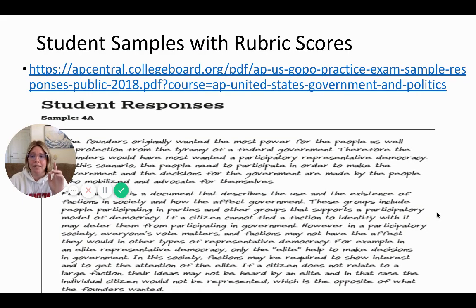Now, in past exams, they did have a point for responding to a counterclaim and saying some people think this, but they're wrong because this, or they're right because this. That's not there anymore. So you do not need a counterclaim for 2020 exam administration. You basically just need a thesis, evidence, explaining the evidence, a second piece of evidence and explaining that, and then making sure those connect back to your thesis, basically.